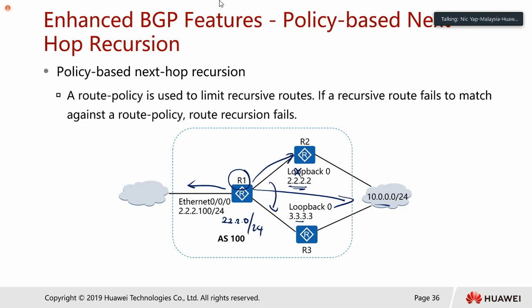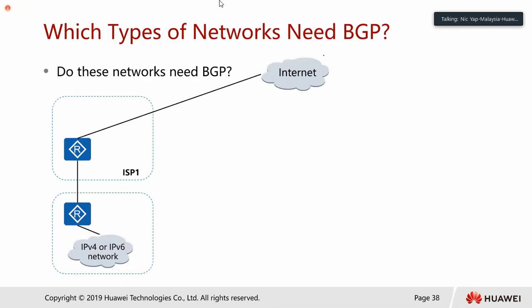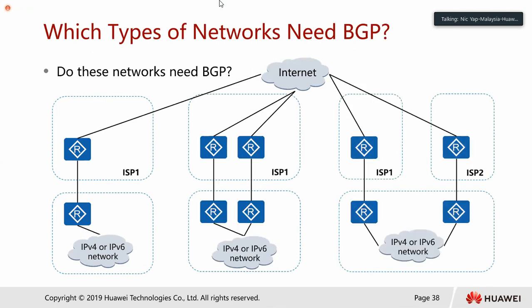Okay, and next is on the internet design fundamentals. So how do we need BGP? Why do we need BGP? From here, this is an example. We have three methods for an enterprise environment to connect to the internet: single home, multi-home single AS, dual home, multi AS. They're using one ISP, single ISP dual home, and multi ISP dual home multi AS.